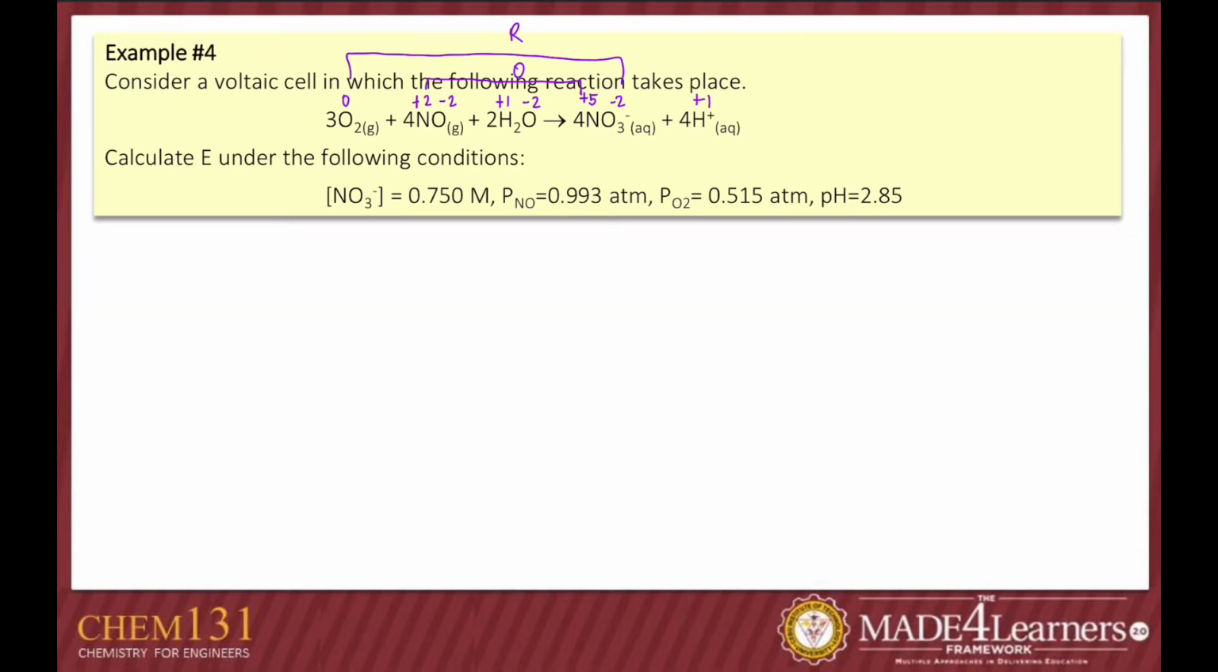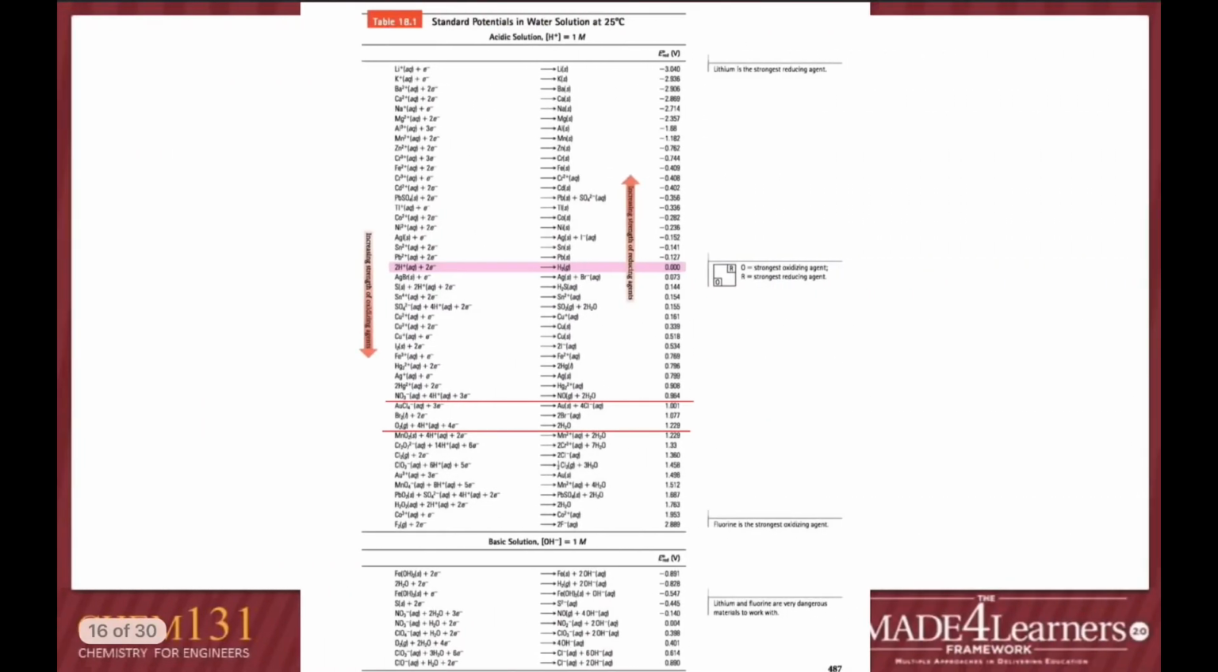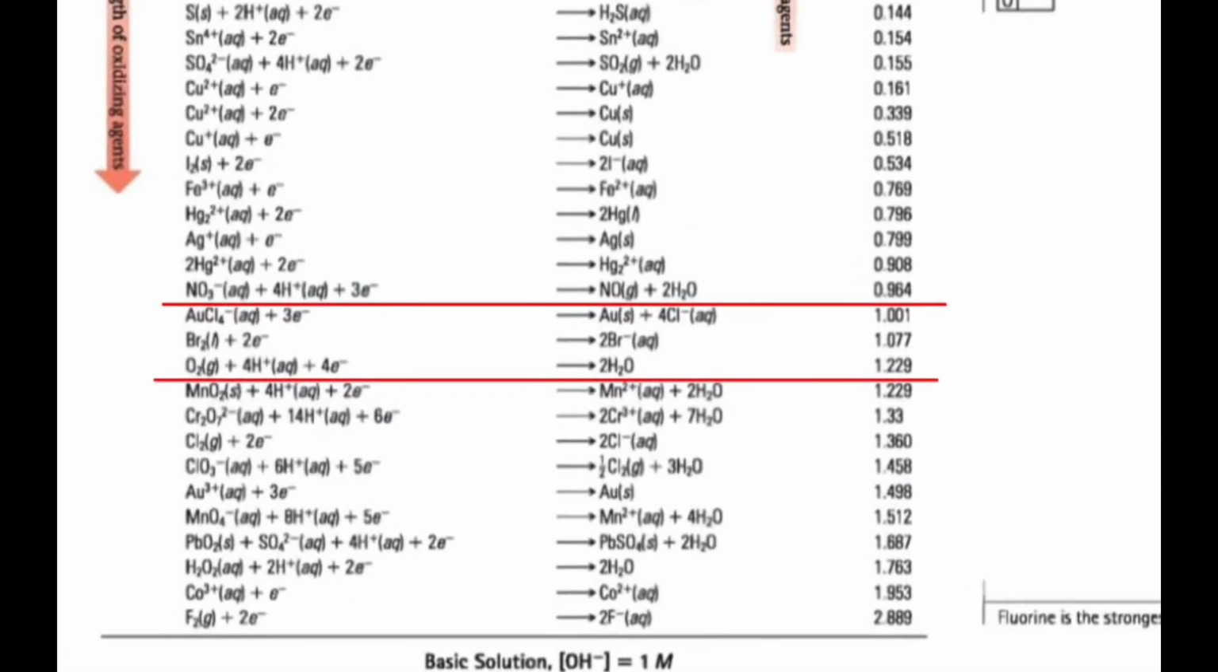So we write the half reactions. We can just actually base it from the table. So for nitrogen, NO and NO3-, so this is NO, that's a gas, and it undergoes oxidation. So we will look for the table here. So this is the table that we are going to use. So these are the values that we are going to use. This is for NO and this is for oxygen.